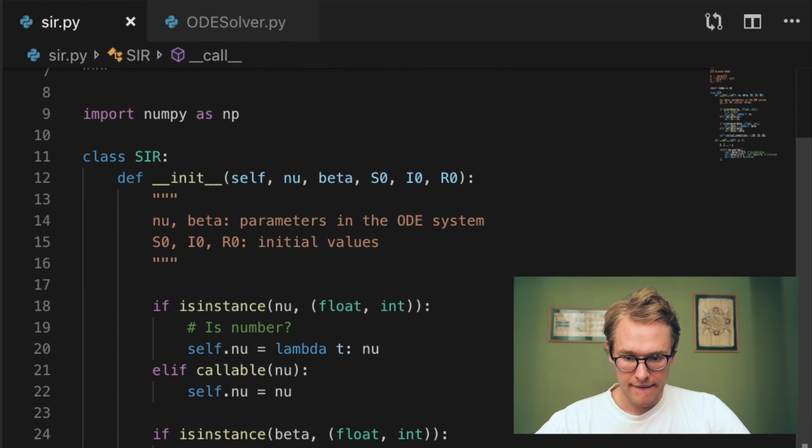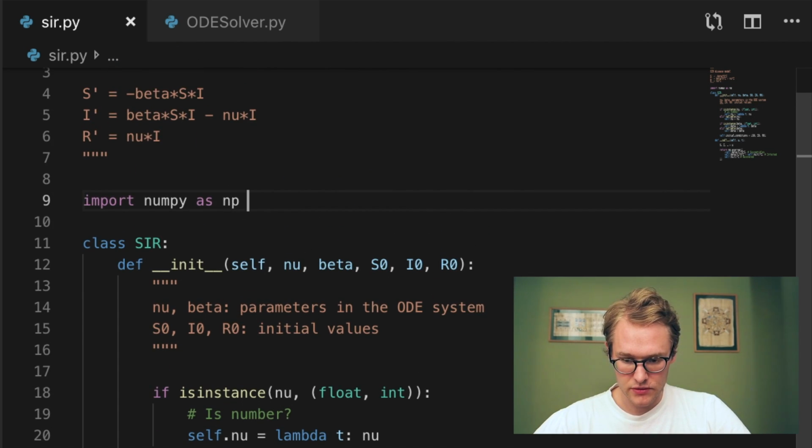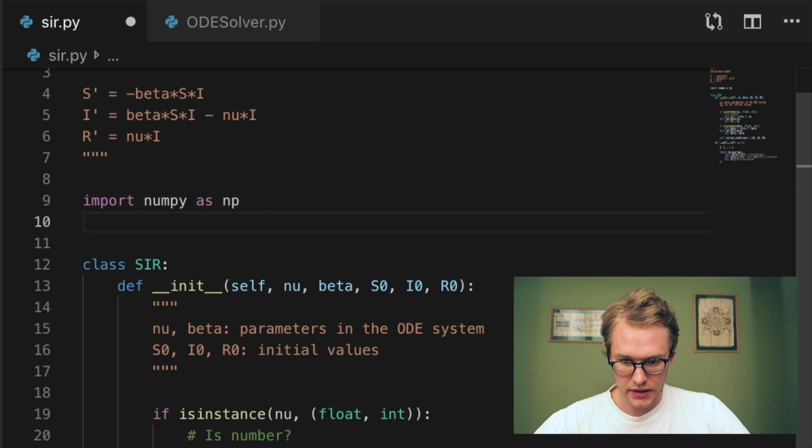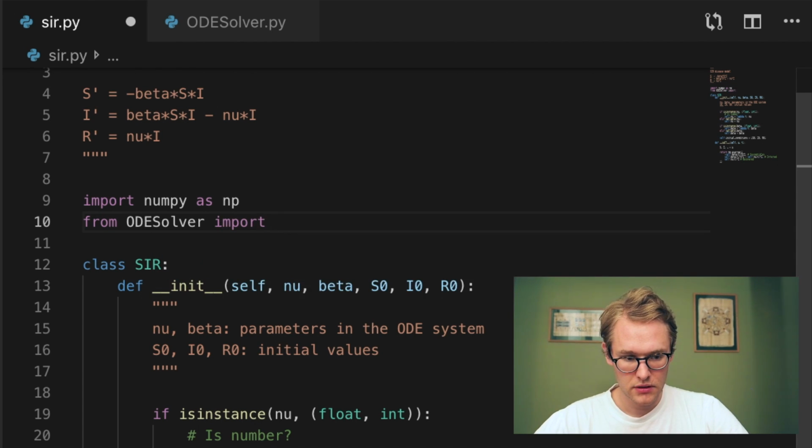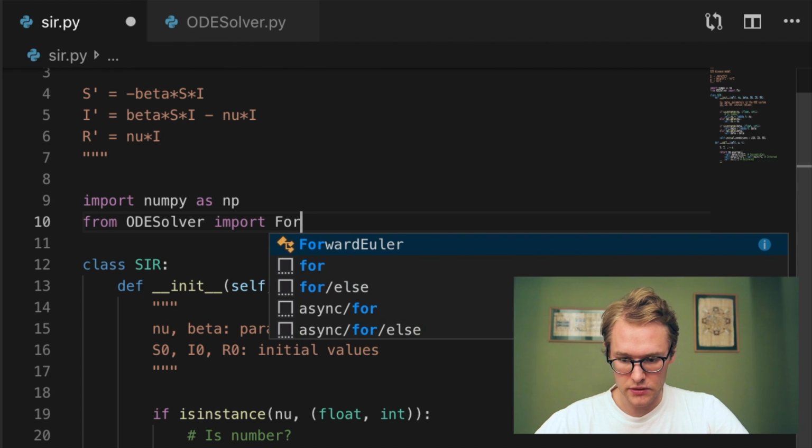All right, so now we want to use our ODE solver. From ode_solver import, what's it called? ForwardEuler, yeah.